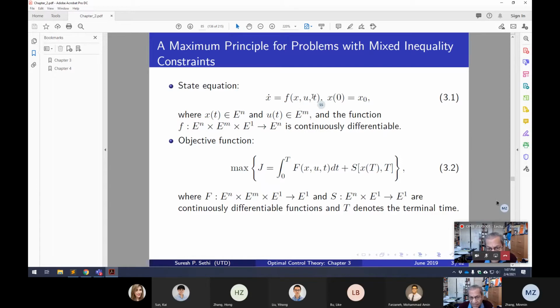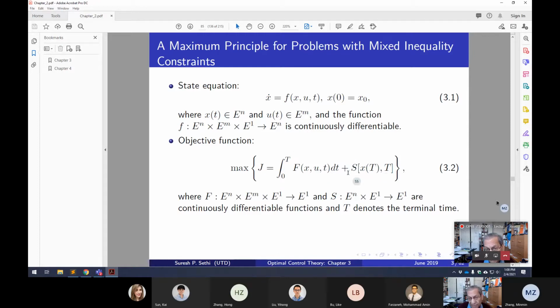And there's a function f that takes an element of E^n cross E^m cross E^1, where E^1 is for t, to E^n, which means x dot. If I apply f to this thing, I get x dot. x dot is again n-dimensional. So that's how we define the differential equation. Same thing, we have an objective function, which is a function of x, u, t, but this objective function is not n-dimensional. This F gives you one dimension. That means it is a number. It is profit, it's dollars, let's say. So we integrate those dollars that come every instant. We integrate that from 0 to T.